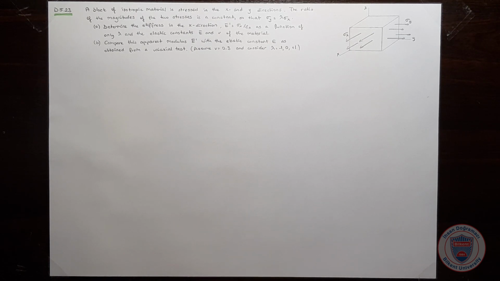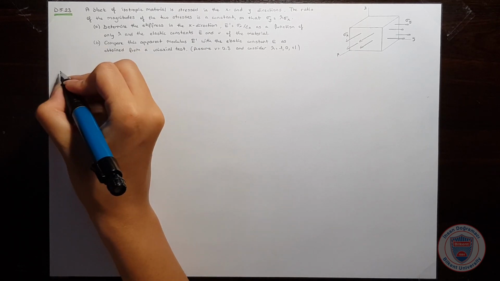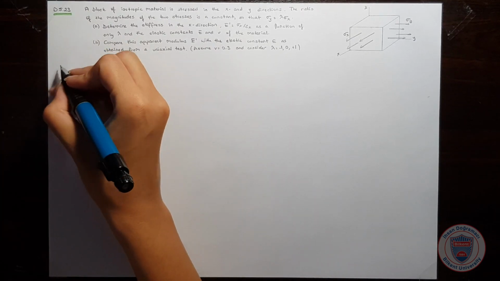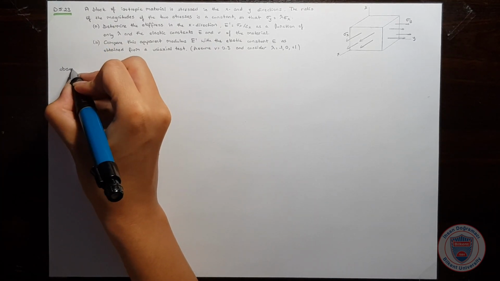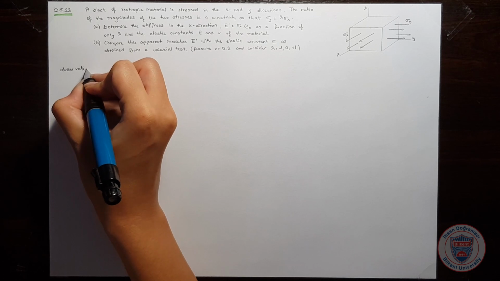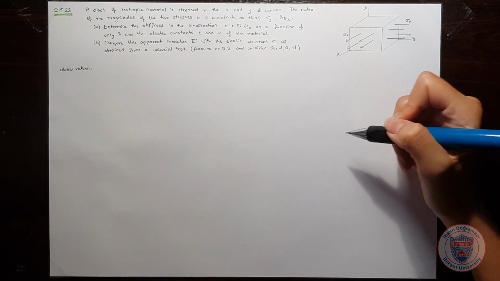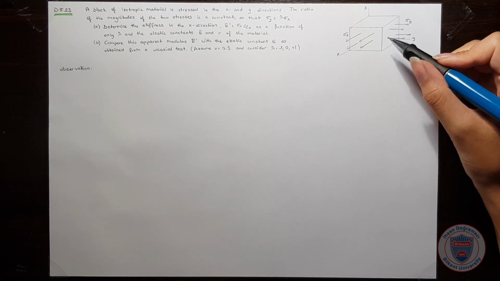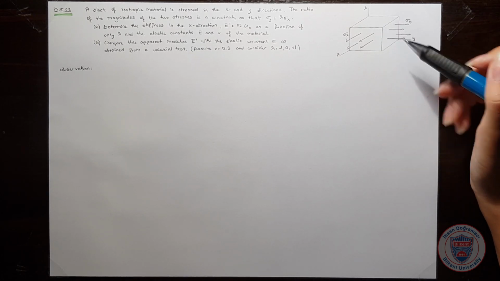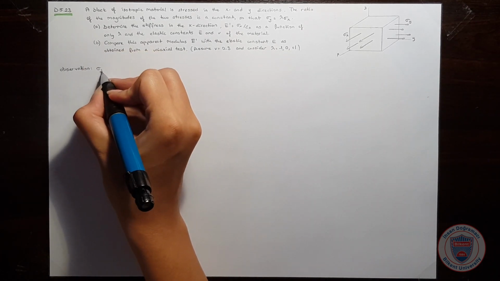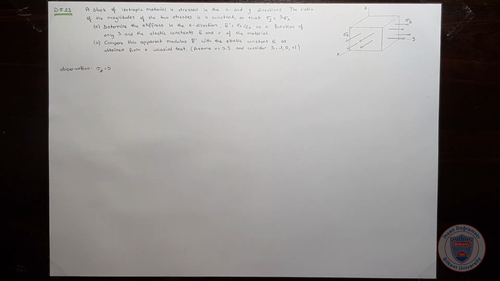Let's start. First, we will write our observation. When we look at the figure, we can see that stress in the z direction is 0. So sigma z is 0. So let's start writing the equations.